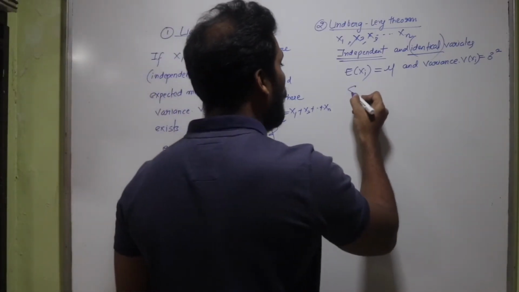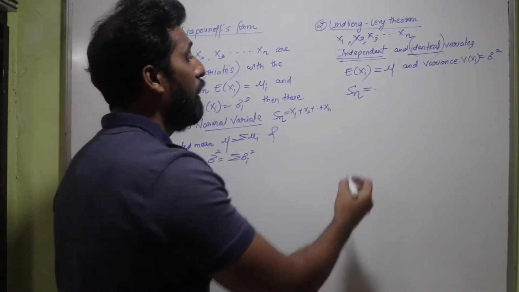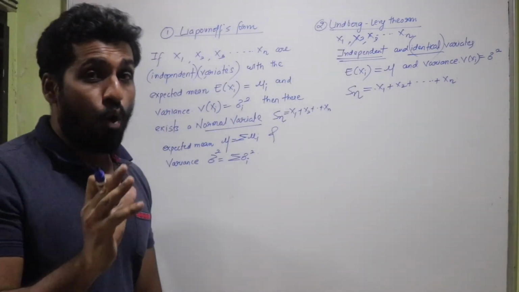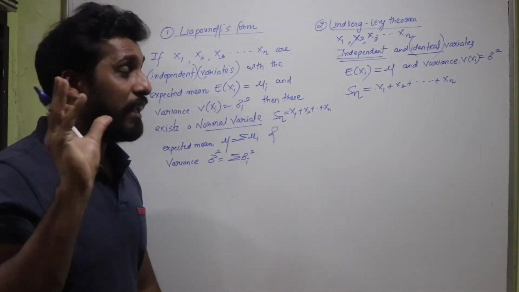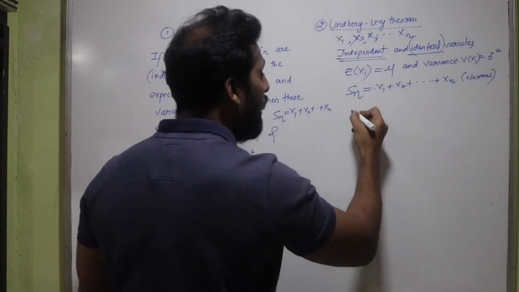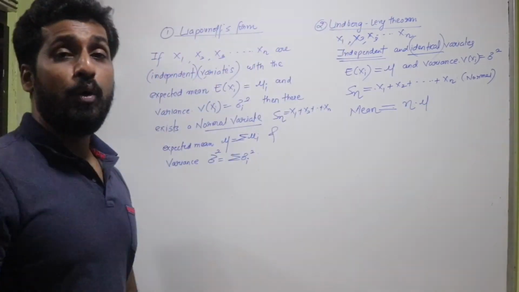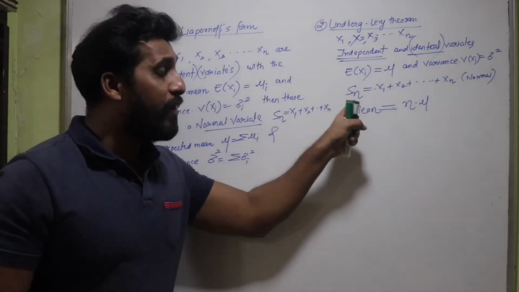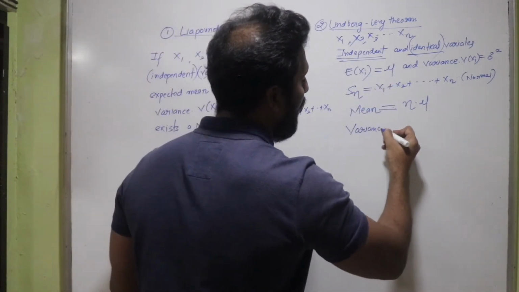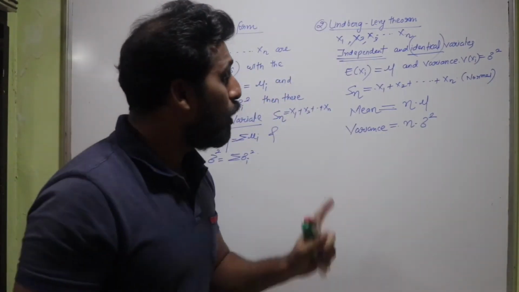Again there will be a normal variate denoted by Sn, given by x1 plus x2 and so on plus xn, but this is what the real difference is. Understand the difference. This normal variate Sn will have a mean given by n into mu, and the variance will be given by n into sigma square. So did you note the difference in the two theorems?